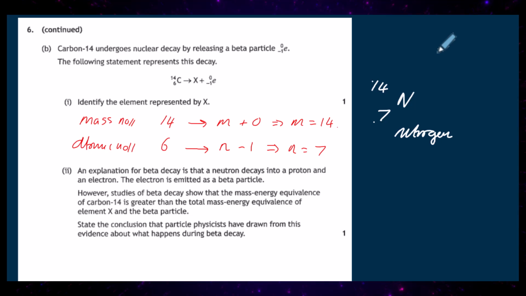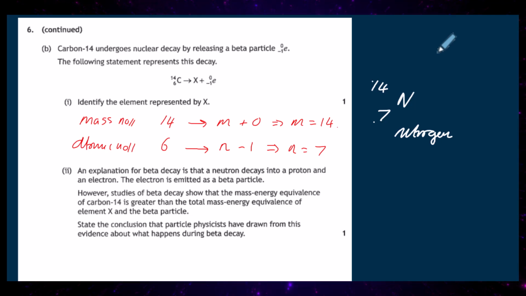Question 6, part B, part 2. An explanation for beta decay is that a neutron decays into a proton and an electron. The electron is emitted as a beta particle. However, studies of beta decay show that the mass energy equivalence of carbon-14 is greater than the total mass energy equivalence of element X and the beta particle.